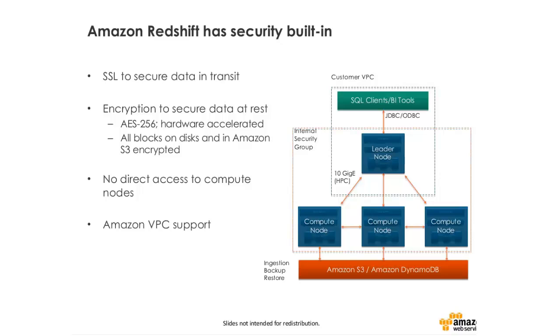There's no direct access to the compute nodes. They're completely locked inside a private security group, and you can run your entire cluster inside the Amazon Virtual Private Cloud, or VPC, and this is a logically isolated section of the AWS cloud where you control the networking access to the outside world, and you can connect it via VPN to your existing infrastructure.